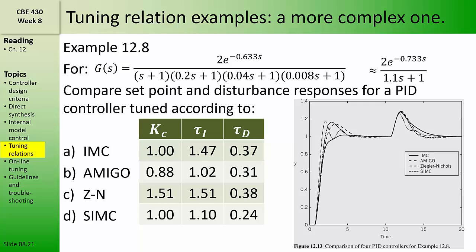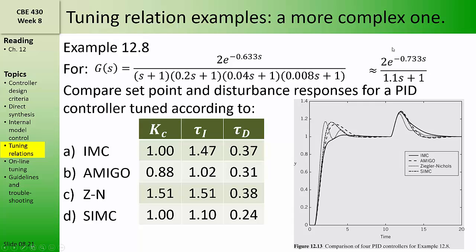Although these controller tuning relations are tabulated for simple process models, such as FOPTD and SOPTD models, or integrator plus time delay models, they can also be used for much more complicated models. For example, from our textbook, in example 12.8, we have a process model that is 4th order in the denominator and includes a time delay. In order to use our controller tuning relations, we need to approximate G using a much simpler function. And you know how to write this as an FOPTD model.